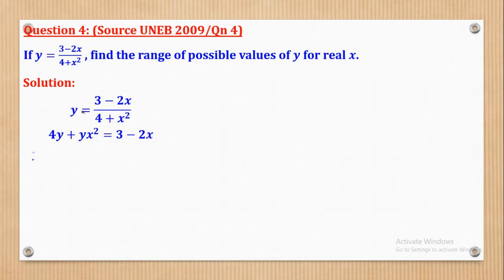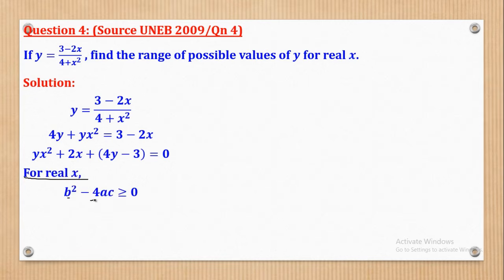So when I cross multiply and rearrange, I'll come up with a quadratic in x. So quadratic in x is that. Now remember, this is now our a, this is the b, and this is the c, abc. Now for real x, we always know that b squared minus 4ac is greater than or equal to 0. So we shall come here and substitute for b, for a, and for c.